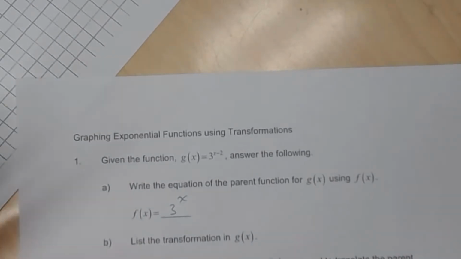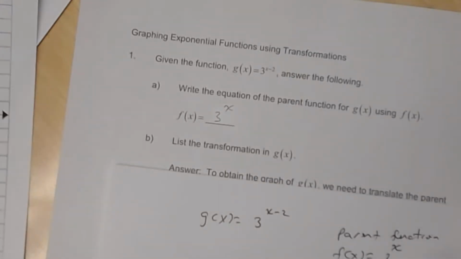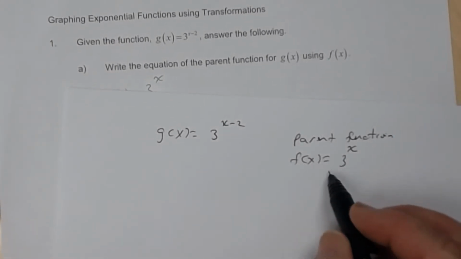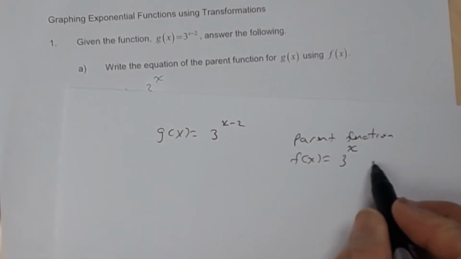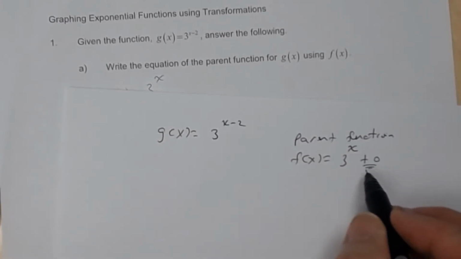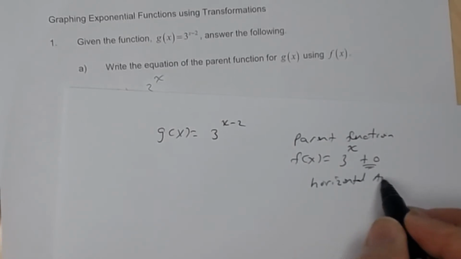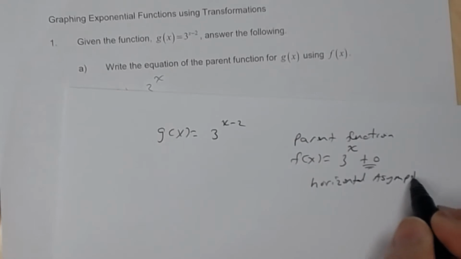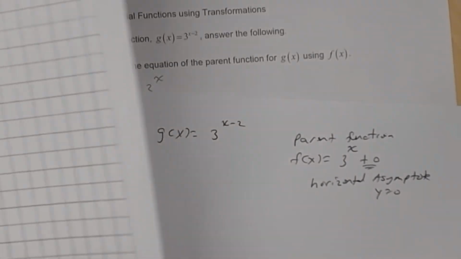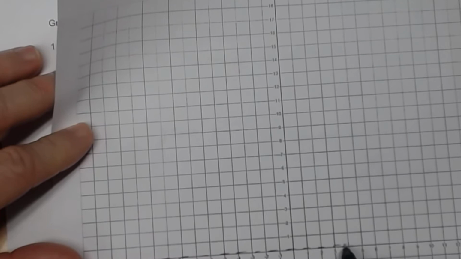Once you get your parent function, let's go ahead and graph it. Now, remember, these are exponential functions, and exponential functions have a horizontal asymptote. Since you don't see a number on this side, a constant, that's understood to be y equals 0. So your horizontal asymptote is y equals 0, which is the x-axis. So I'm going to go ahead and draw my horizontal asymptote. That's just right here.